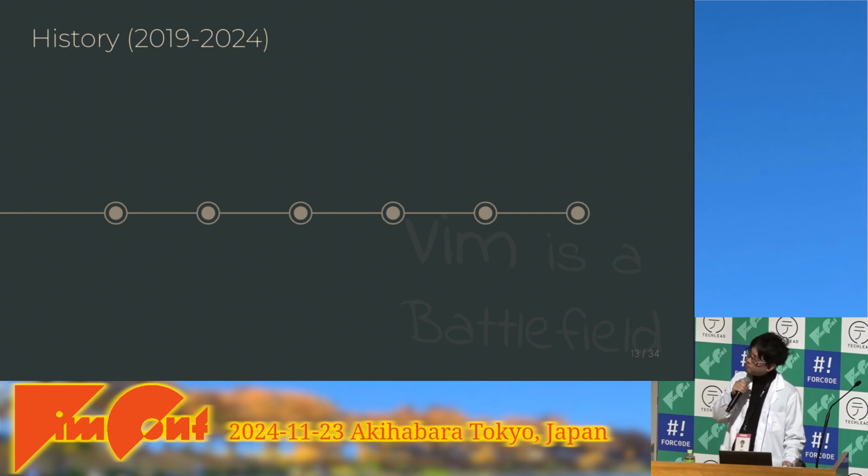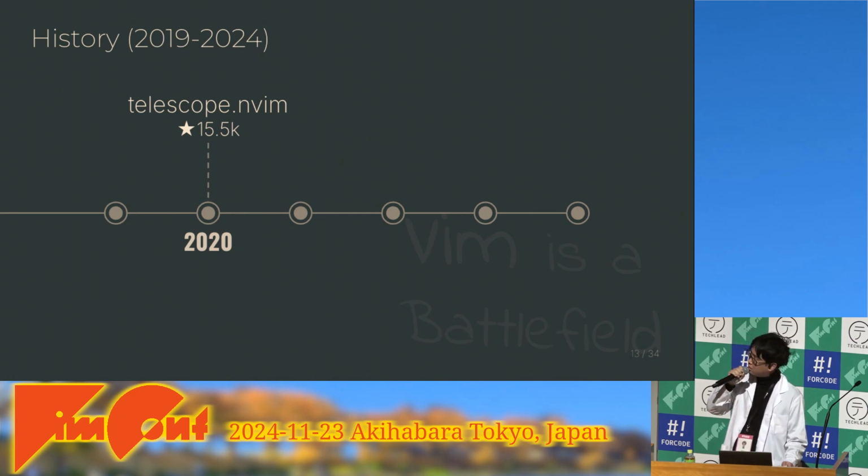Telescope.nvim, released by TJ in 2020, is one of the most popular Neovim plugins, boasting over 50,000 stars on GitHub. It's amazing. Written in Lua, it offers excellent performance, along with a modular, customizable design.